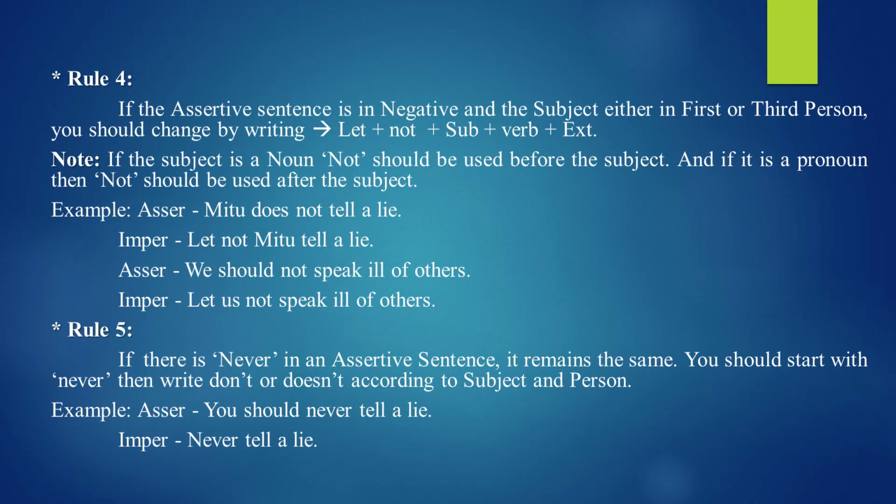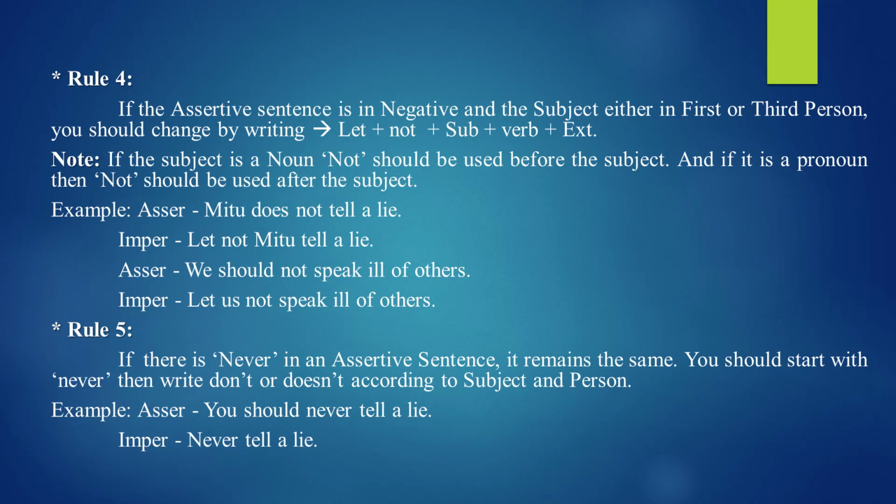Rule 4. If the assertive sentence is in negative and the subject is either in first or third person, you should change it by writing let plus not plus subject plus verb plus extension. Note: if the subject is a noun, not should be used before the subject, and if it is a pronoun, then not should be used after the subject. Example, Mitu doesn't tell a lie. Look at the sentence. Mitu is the subject here, which is a noun. So, not should be used before the noun. Let's see the imperative sentence. Let not Mitu tell a lie.